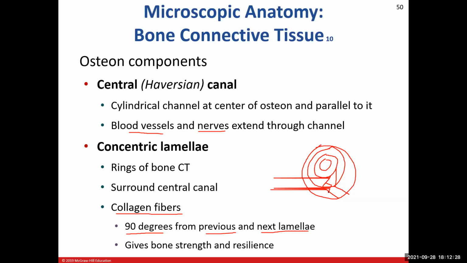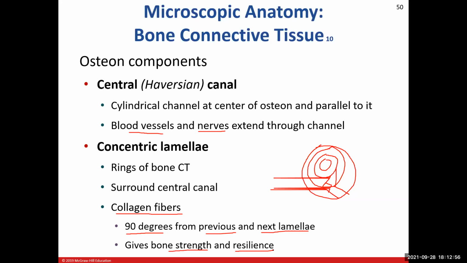So each concentric lamellae, their collagen fibers are going to be positioned at 90 degrees, or perpendicular, to the ring before it and the ring after it. And so that is going to give bone a lot of its strength and its resiliency, its ability to bend a little bit, that flexibility.